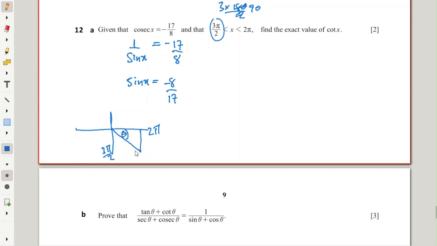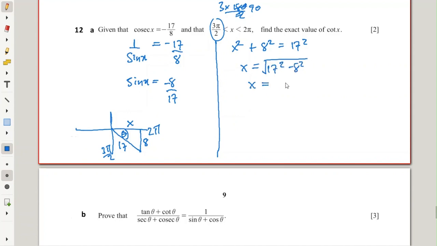And we know that in this quadrant, the value of sine is negative. All silly tomcats. It's only cos that is positive. All of them are negative. So here, sine, this is 8, this is 17. So I can find the value of this. A squared plus 8 squared is equal to 17 squared using Pythagoras theorem. So 17 squared minus 8 squared, if I solve this one, I am supposed to get 15.